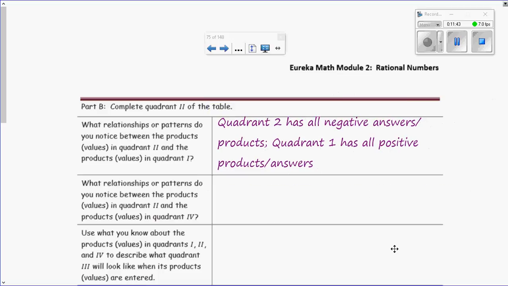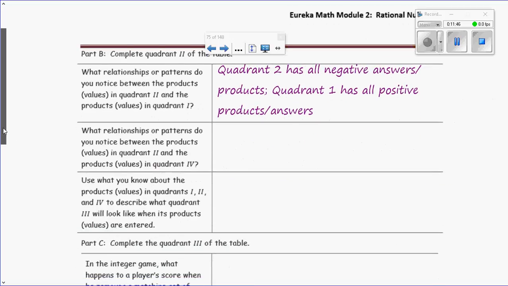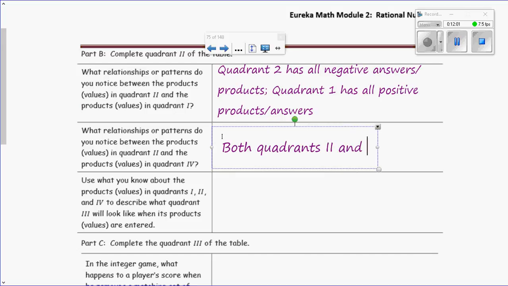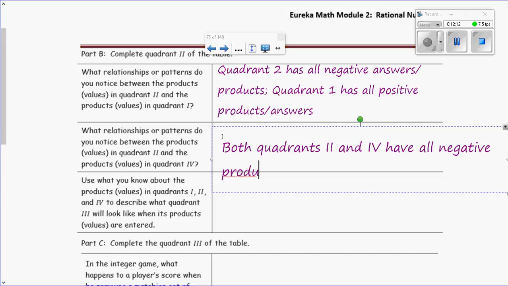That's our first one. What relationship or pattern do you notice between the products and values in quadrant 2 versus quadrant 4? So now look at quadrant 2 and quadrant 4. Those are both all negative. Both quadrants 2 and 4. So again, it's good to see it in Roman numerals and numbers so you don't forget what those mean. Both quadrants 2 and 4 have all negative products, answers.